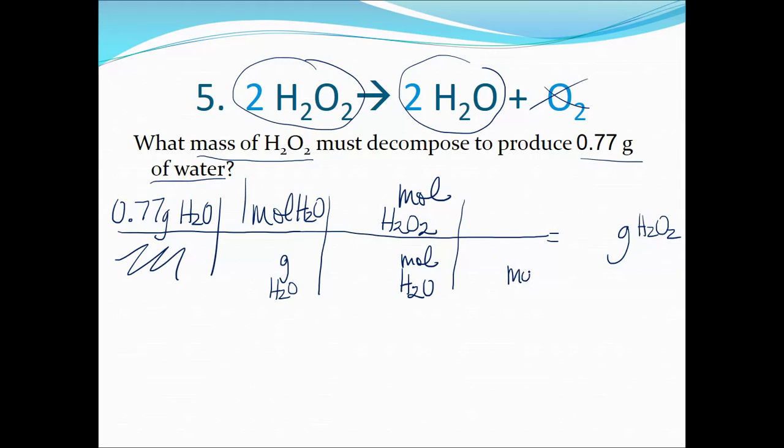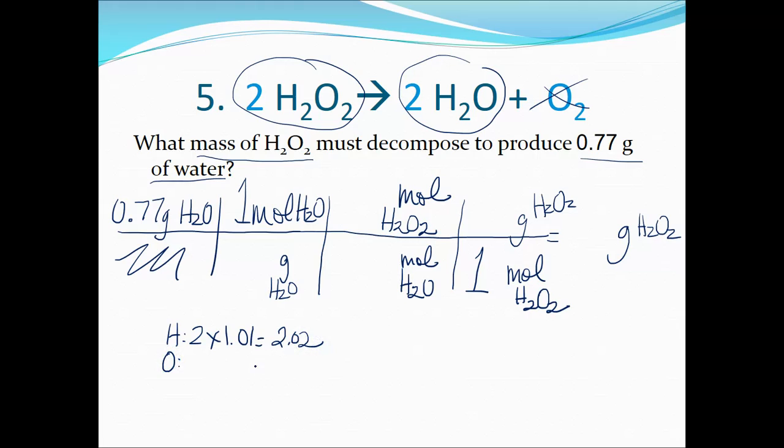Now I need moles of H2O2 to cancel and grams of H2O2 on top. This is a molar mass again. Molar mass is grams per 1 mole. So again, look at the pattern here. Let's find the molar mass of water and plug it in. So we have 2 times 1.01, which is 2.02.